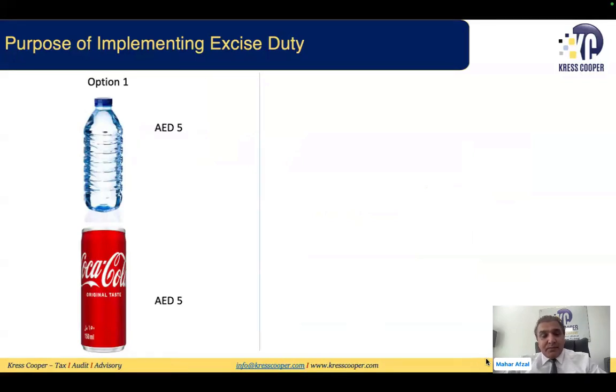In this example, this is option A. In option A, two products have been shown: assume one bottle of water and one can of Coca-Cola. The prices are the same, just for assumption and discussion purposes. A bottle of water is 5 dirham and Coca-Cola is 5 dirham. And you are a buyer, you have two options only. You are thinking to take one drink, a bottle of water or Coca-Cola. From the financial point of view, you are indifferent because the price of the bottle of water is 5, the price of the Coca-Cola is 5 as well.